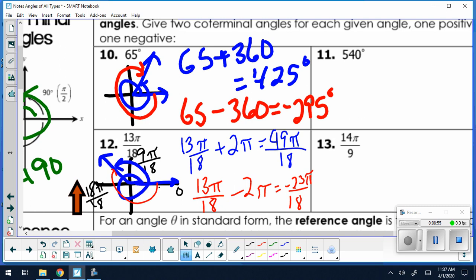So when I type it into my calculator, I'm not typing in the pi because I don't want it to approximate it. I want to leave the pi value there. But I can't forget to put it in when I write it down.